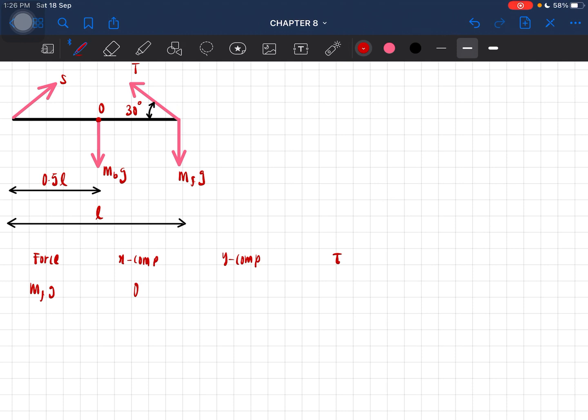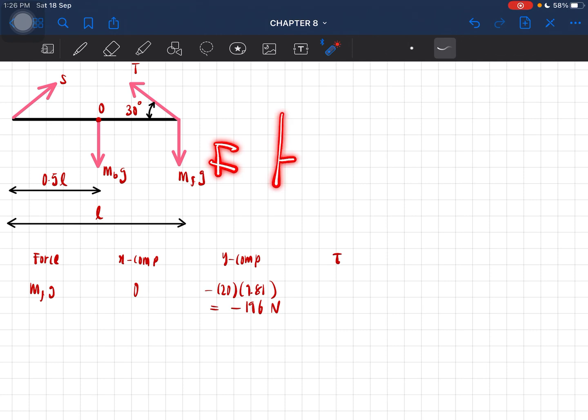So the X component is equal to 0, because it is at 90 degrees here. So X component is 0, Y component is negative mfg. Actually, I'm just going to write negative 20 times 9.81, so equal to what? Equal to 196 Newton. And then torque is force times displacement. So this is the force, and remember the displacement, the radius, the distance to the rotation point, which is the rotation axis point O, should be perpendicular.